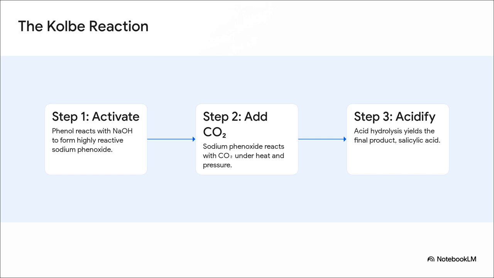Step 1, you make the phenol even more reactive with sodium hydroxide. Step 2, you bring in carbon dioxide, which adds a new carbon group to the ring. And step 3, you add acid to finalize the structure, and what you get is your product, salicylic acid.